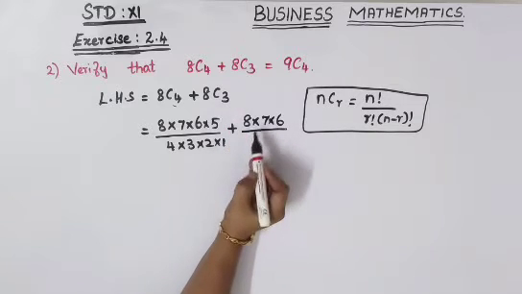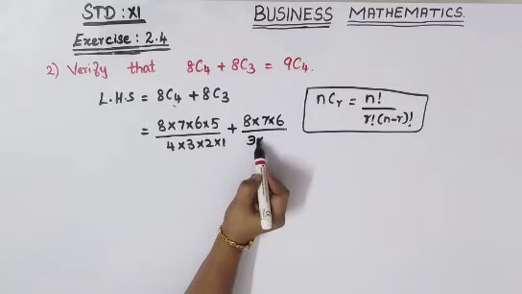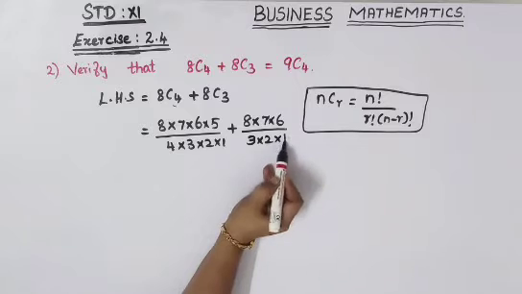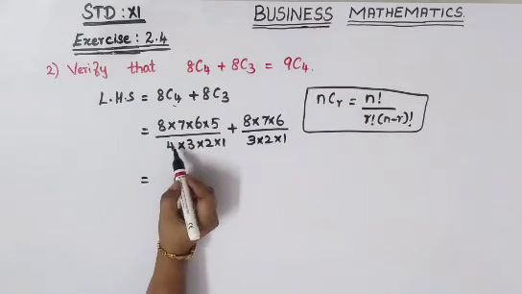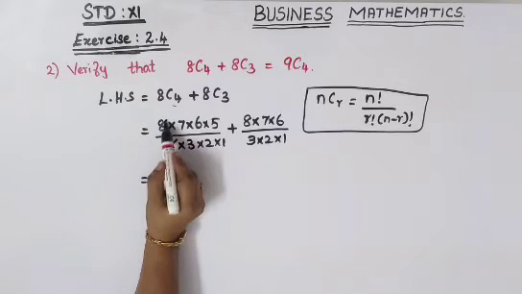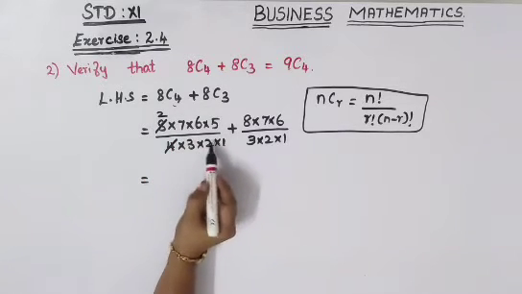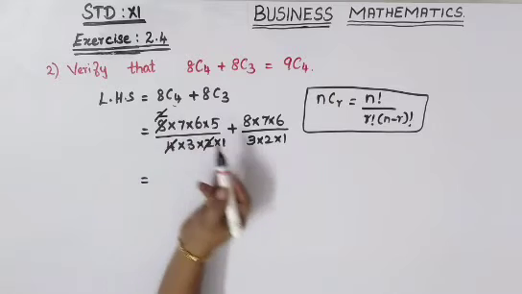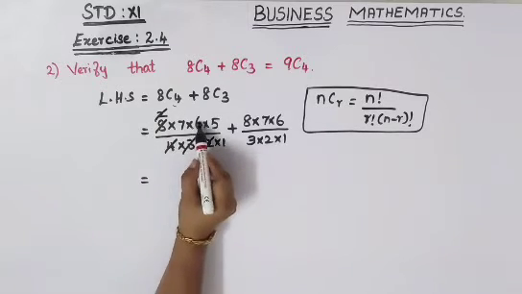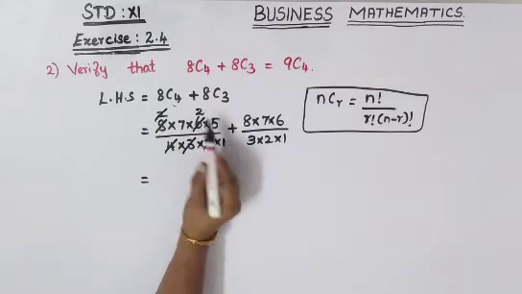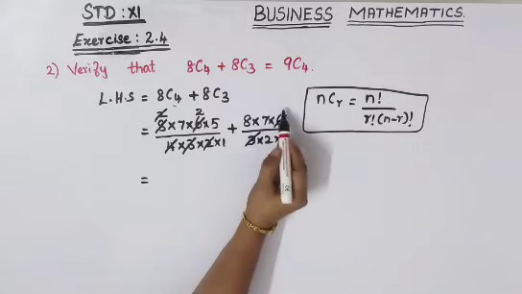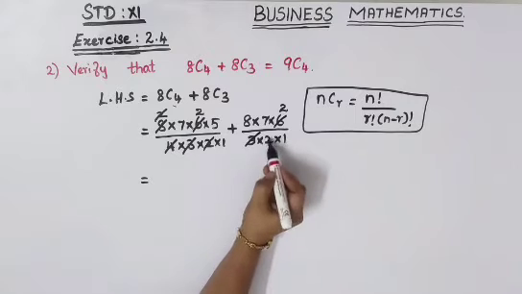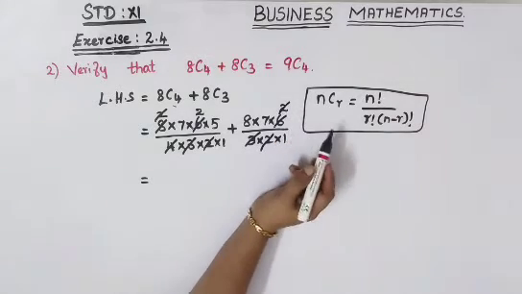Divided by, now start from 3. So 3 into 2 into 1. So that is equal to, now whichever number you can cancel, just cancel it. 4 and 8 you can divide it 2 times. This 2 and this 2 you can cancel it. And 3 and 6 you can cancel. You will have twice over there. Same way here, 3 and 6 you can cancel. 2 times you will have it. This 2 and this 2 you can cancel it.